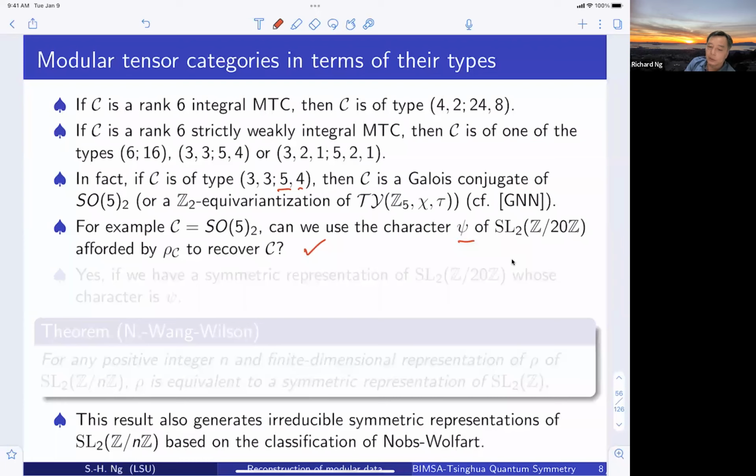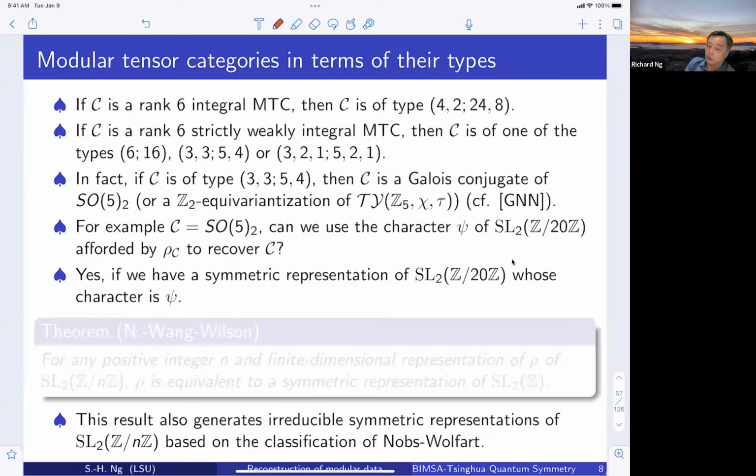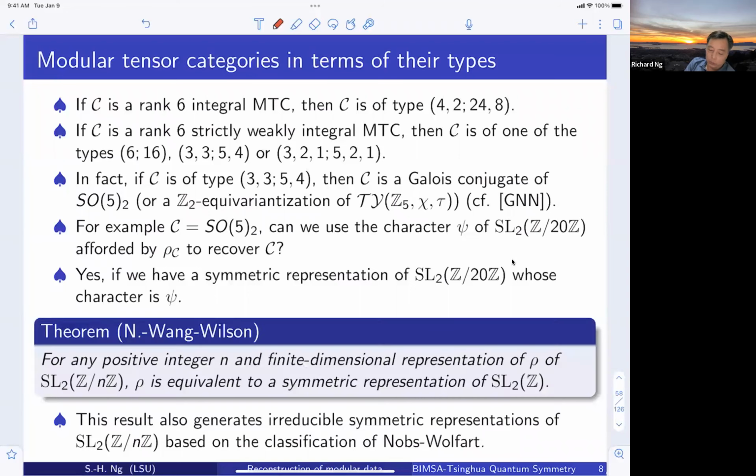The first thing we need to do is ask: does it have a symmetric representation? This is actually the first one we need to deal with. So yes, it does. You can always find a symmetric representation of the character, or the representation whose character is phi. This is joint work with Yilong Wang and my student Sammy Wilson.